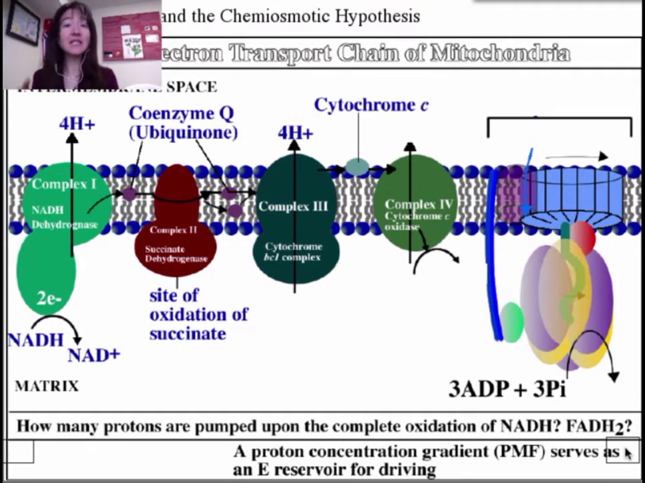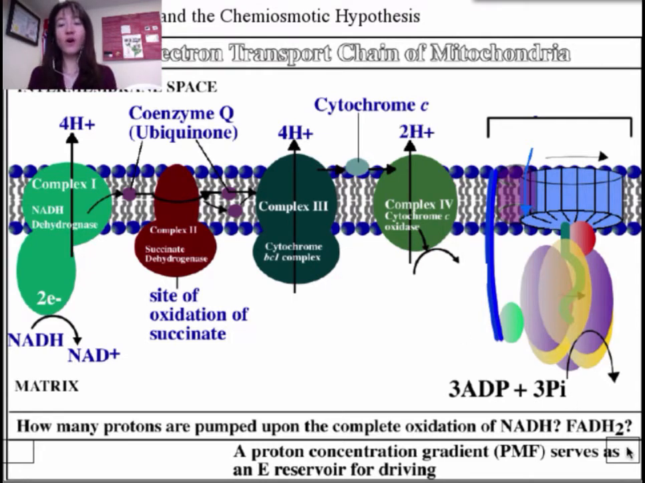Now, cytochrome C is an epically famous protein. It's a peripheral membrane protein that has been sequenced to look at evolutionary relatedness. It's a simple molecule to sequence, and so it's commonly used and commonly compared. But cytochrome C has its job as moving electrons from complex 3 to complex 4.